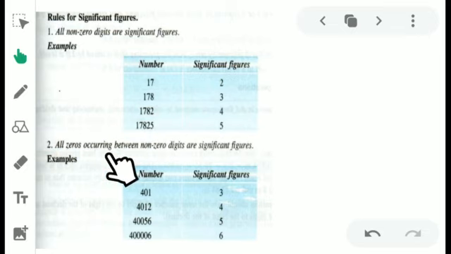Next, all zeros occurring between non-zero digits are significant figures. See here 401, that is actually certain. That means it has 3 significant figures. 4012, that is also 4. 40056. See, all these zeros are coming between two non-zero numbers, so these zeros are significant. So how many significant figures in the full number? That means count all the digits. These all are significant figures.